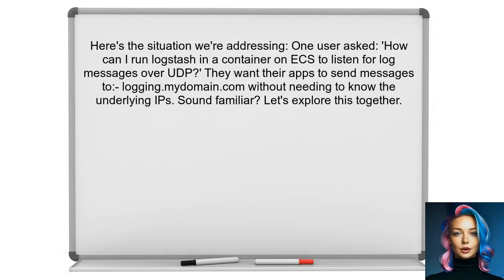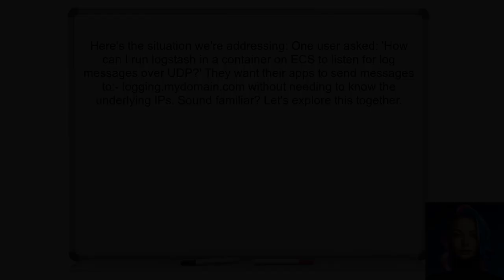Here's the situation we're addressing. One user asked how to run Logstash in a container on ECS to listen for log messages over UDP. They want their apps to send messages to logging.mydomain.com without needing to know the underlying IPs. Sound familiar? Let's explore this together.